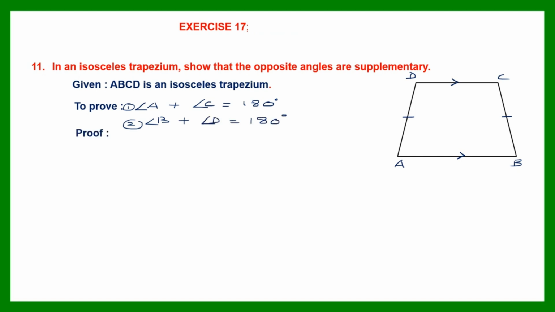So the proof here will be, we're going to prove the first one, that is angle A plus angle C is equal to 180 degrees. We're going to prove that. So that is the first proof that we are going to do.